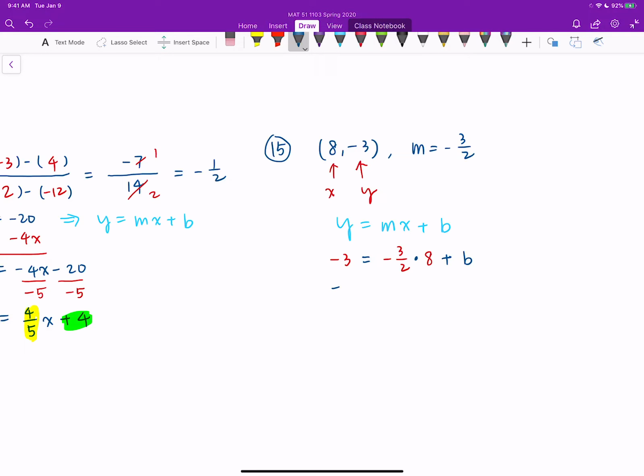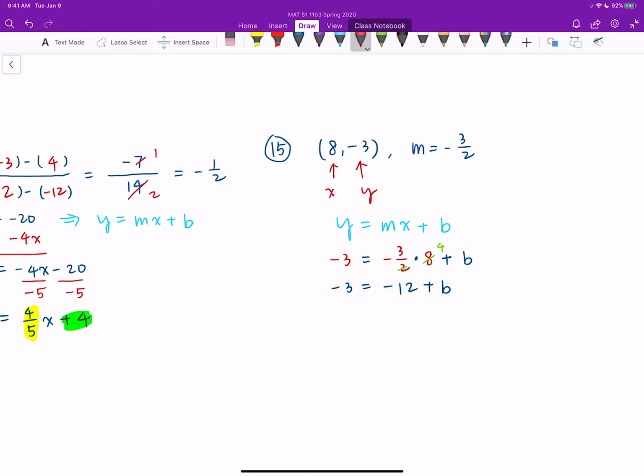On the left-hand side, it's just -3. On the right-hand side, I could divide this 2 into 8 and write a 4 next to 8, because there are 4 2's in one 8. And then you multiply the numbers on the top. -3 times 4, that's -12, plus b.